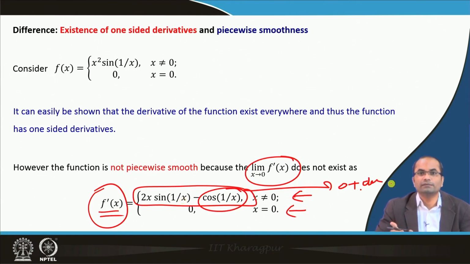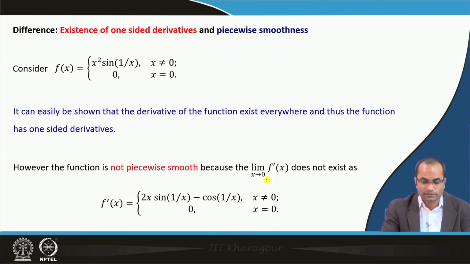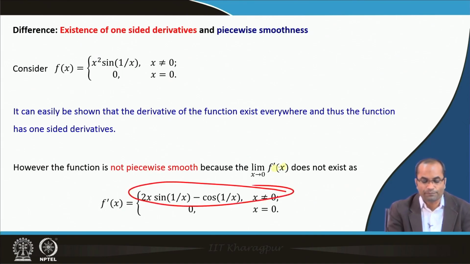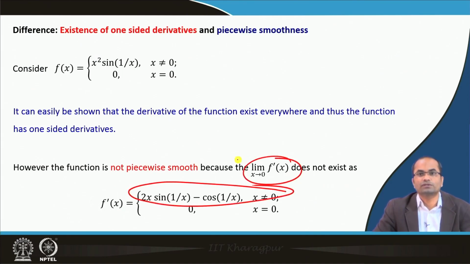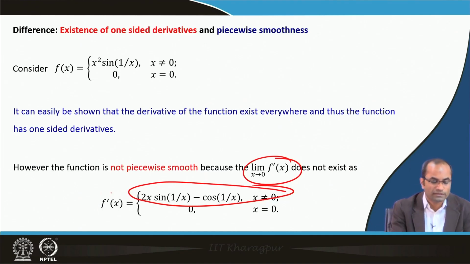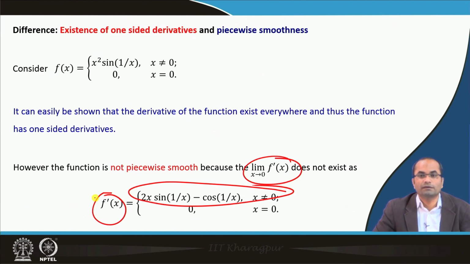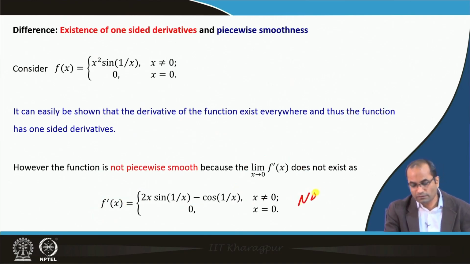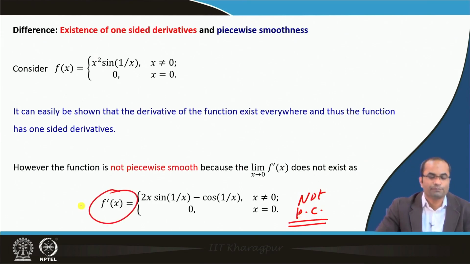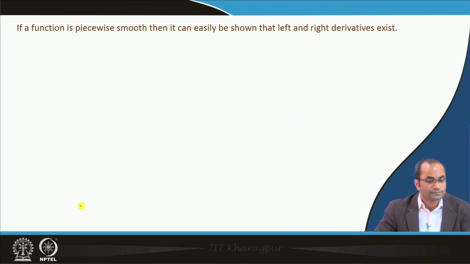So, basically the limit of f prime x as x goes to 0 does not exist, and hence this is not a piecewise smooth function, because the derivative must be a piecewise continuous function, but this is not piecewise continuous. The f prime is not piecewise continuous, hence the f is not piecewise smooth.